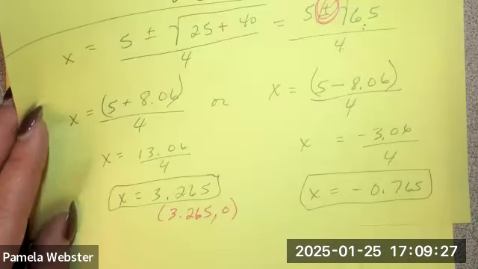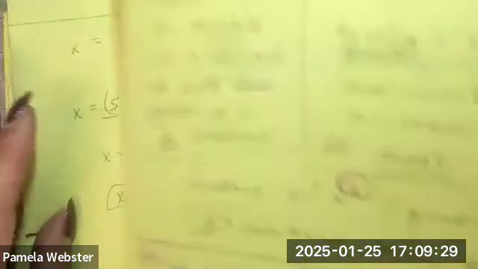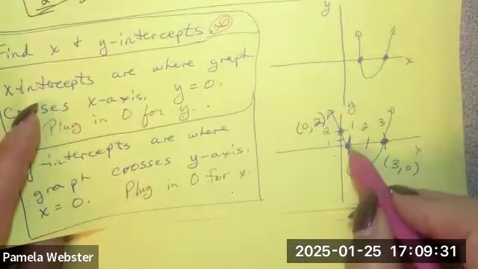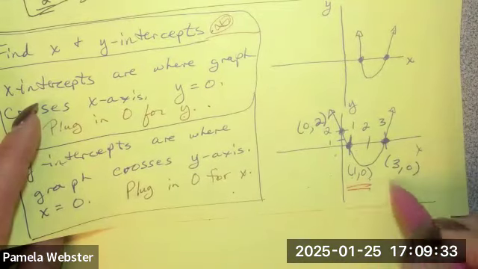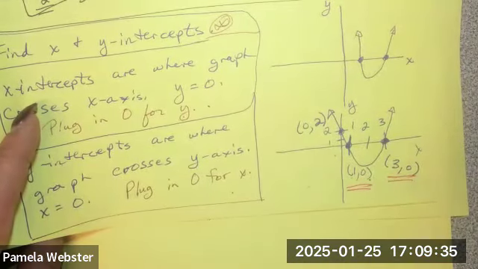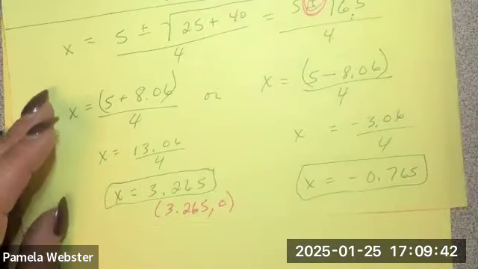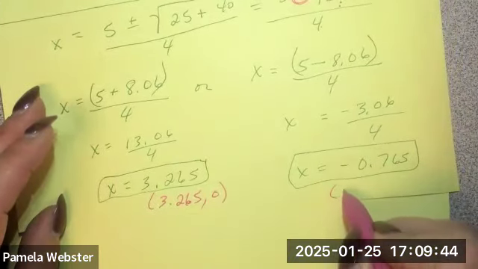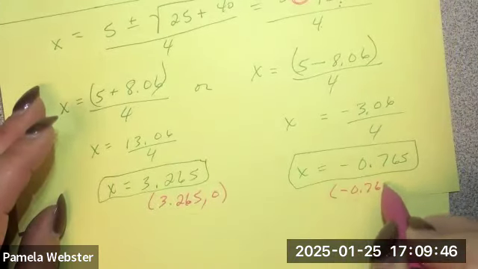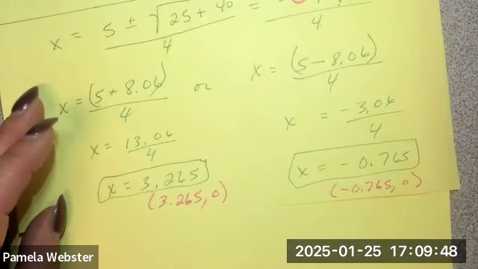Okay, so come back one more page. I'm going to show you this again. Remember, we had it right here. All of my x-intercepts, if I write them as a coordinate pair, we call it a point, they have 0 for the y value. So this guy would be negative 0.765, comma, 0.